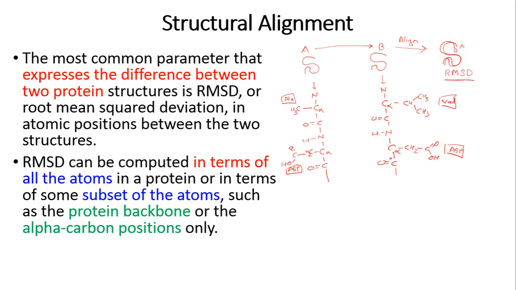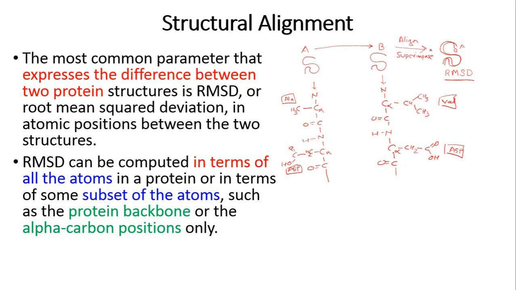Okay, so what we are supposed to do is find out if these two proteins are similar to each other or not, and in order to answer this question we need to align these two protein structures. And in order to align these two protein structures, what you usually do is first superimpose.